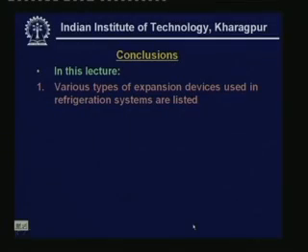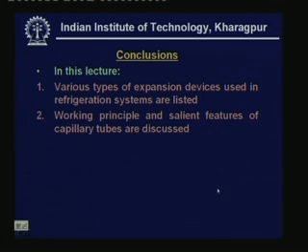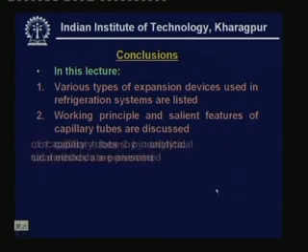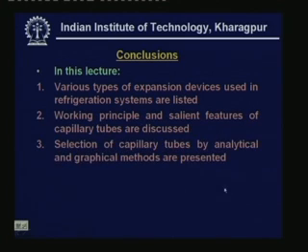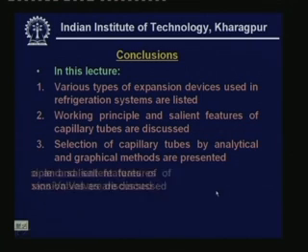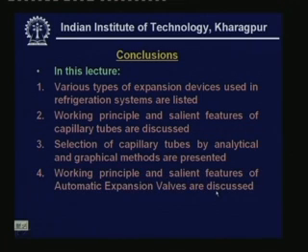Now, to conclude this lecture, various types of expansion devices used in refrigerant systems are listed. Working principles and salient features of capillary tubes are discussed. Selection of capillary tubes by analytical and graphical methods are presented. And finally, the working principle and salient features of automatic expansion valves are discussed. I shall discuss the other types of expansion devices in the next lecture.